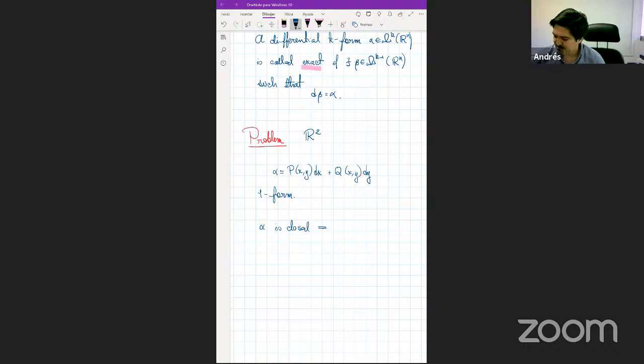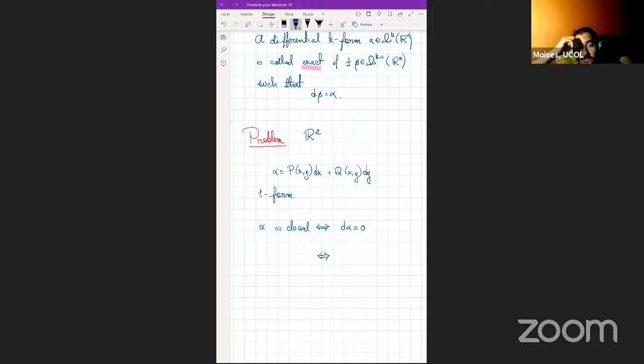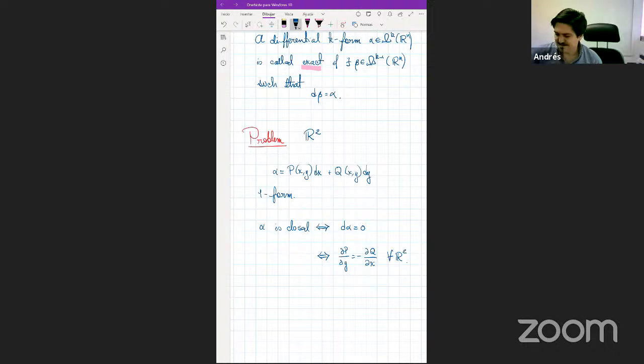So this is closed if and only if d alpha is 0. And that's equivalent to what in terms of the functions p and q? The partial of p with respect to y is equal to minus the partial of q with respect to x.